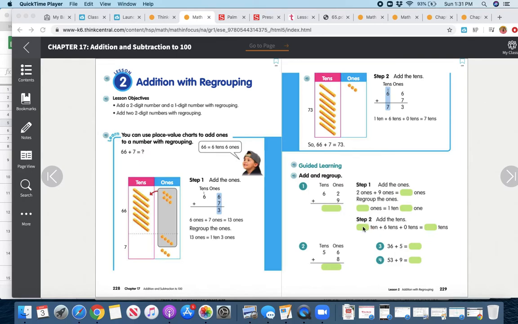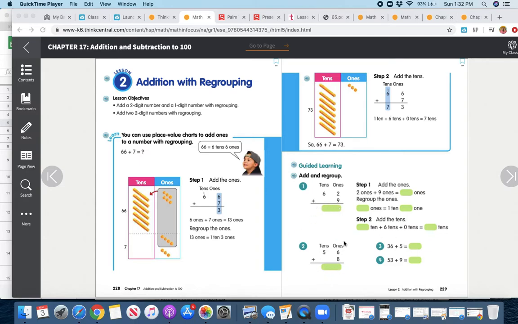Then we need to add the tens. So the 1 ten that we just created with the ones, plus the 6 tens that was in 62, plus 0 tens that was in 9, gives you how many tens? So it gives you 7 tens and 1 one, or 71.